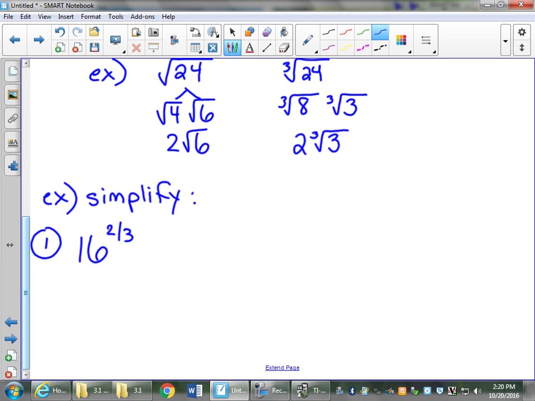First thing you should do is see if that's on your chart. Can you take the cube root of 16? Pause, look at your chart. Is that on there underneath the cube root column? No, it's not. So the cube root of 16 is a decimal, but for simplifying, I don't want any decimal answers. I have to use another strategy.